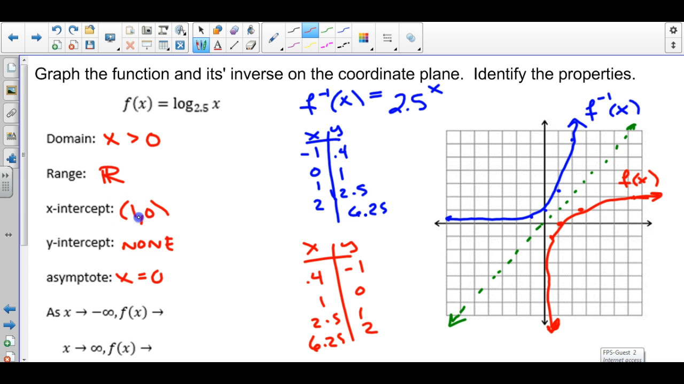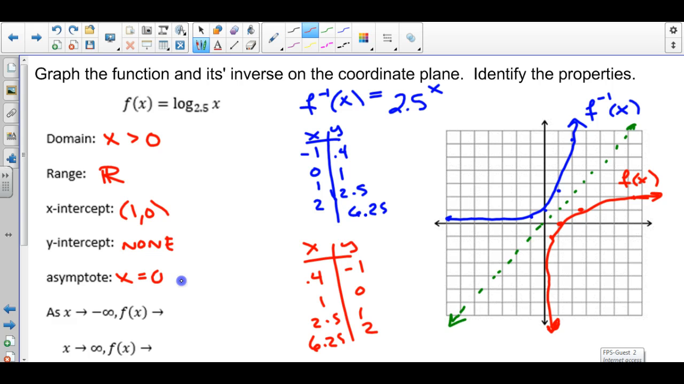Your x-intercept, you wouldn't have one because the blue function doesn't cross the x-axis. And notice if you flip-flop the x and y coordinate, your y-intercept of the blue function is going to be 0, 1. And then lastly, your asymptote would end up being at y equals 0 instead of x equals 0 because all your properties are flip-flopped.